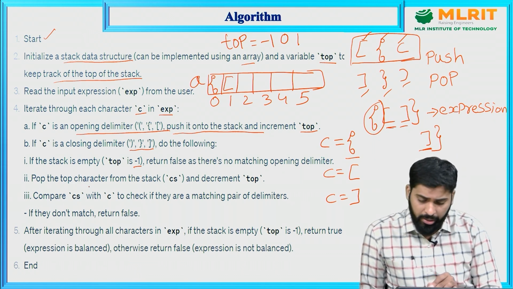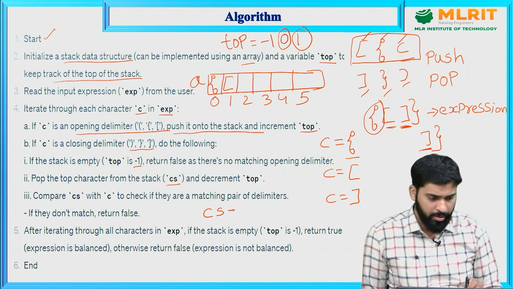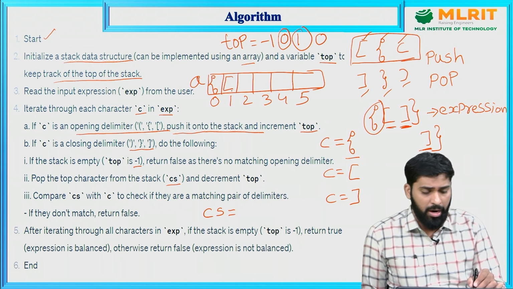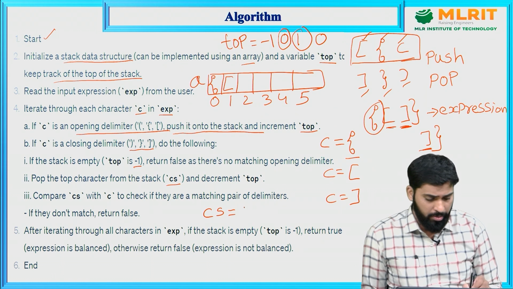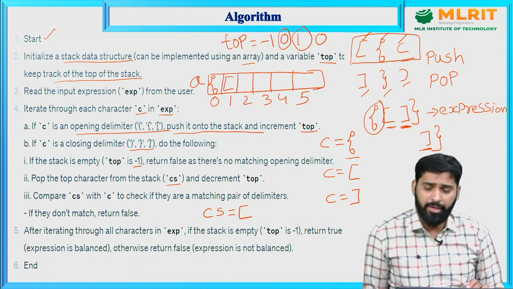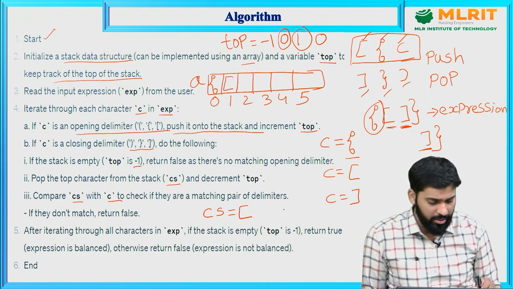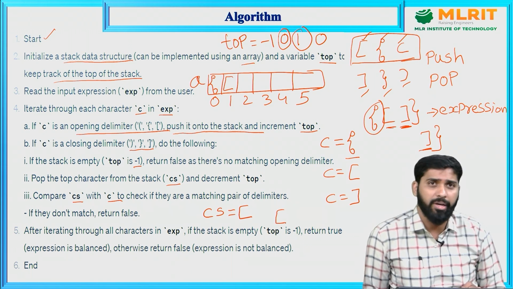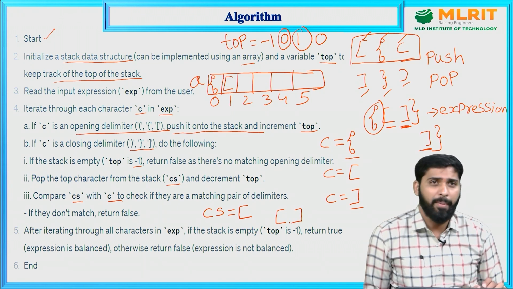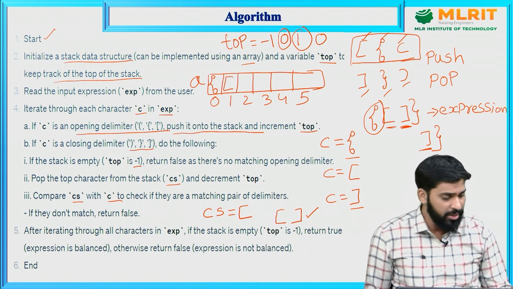Now pop the top character from the stack. So CS equals the top element, and decrement the top value. Again top becomes 0, and the top of 1 equals this one, the open square bracket. Now compare CS with C. What is the CS here? Open square bracket. C is closing square bracket. Yes, so these are balanced. So it is okay. Now again go to the next character.